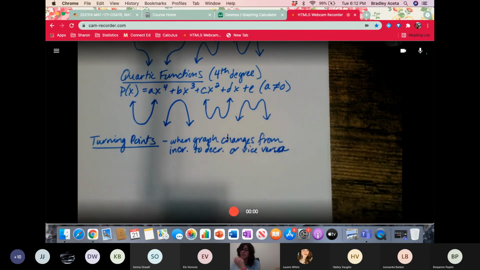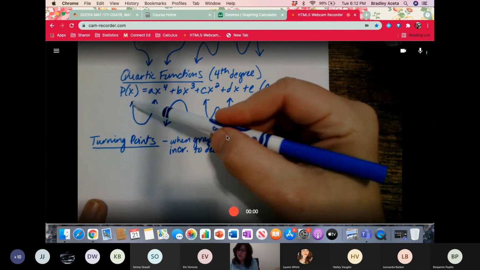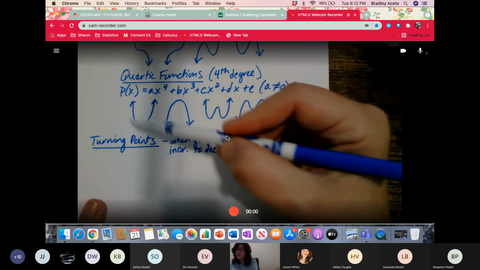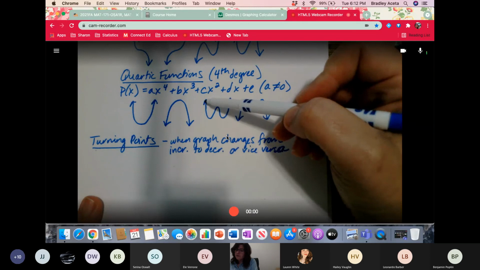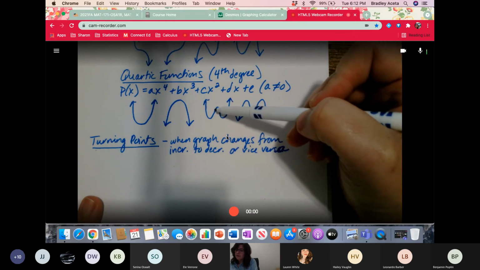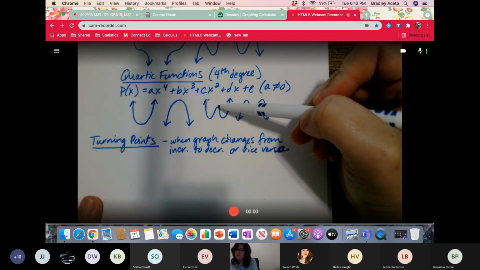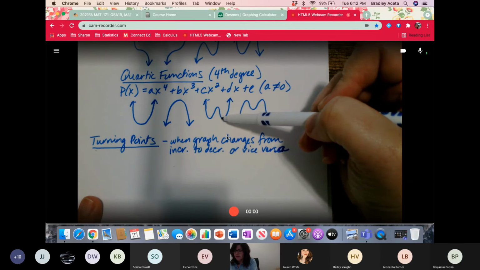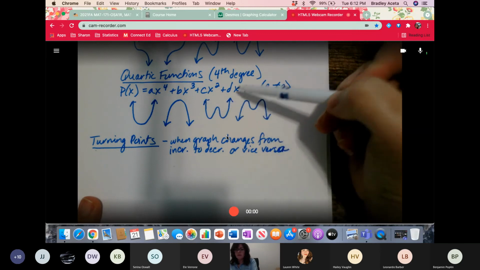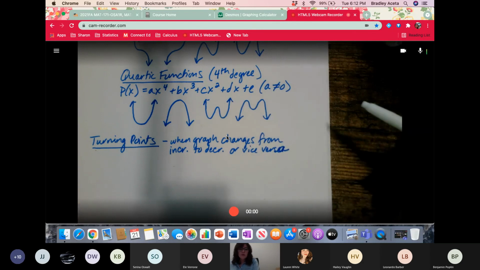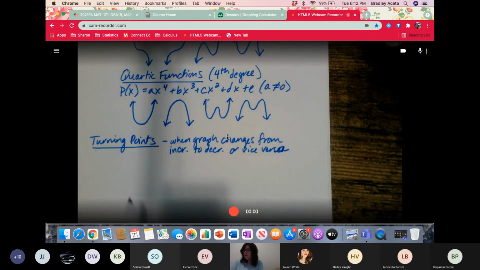When a graph changes, so just looking up here, I went from decrease to increase. Oh, I had one turning point. Here, I went from a decrease to an increase, that's 1, back down to a decrease, that's 2, back up to an increase, that's 3. This is 1, 2, 3 turning points. So that's by definition what a turning point is. You're going to have to find those tonight.